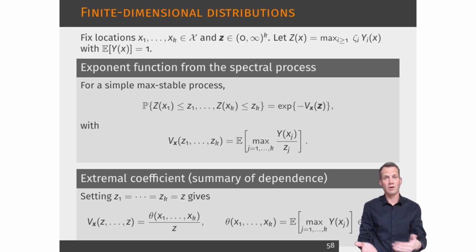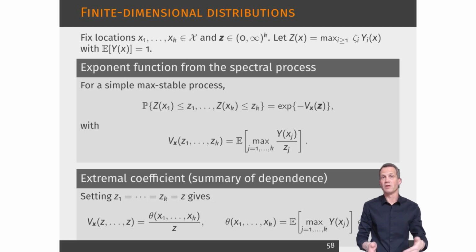Although max-stable processes are infinite-dimensional objects, in practice, we often observe them at a finite number of locations. This slide explains how their finite-dimensional distributions are characterized. The first part says that if we fix several locations, the joint distribution at those locations has an exponential form.